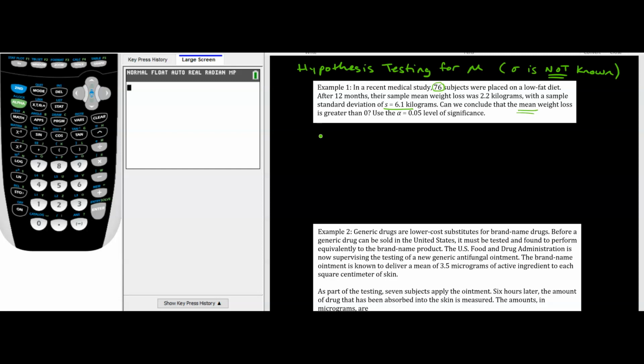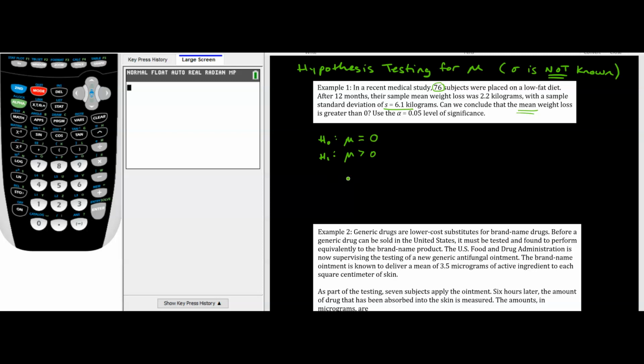So I suggest at this point writing our hypotheses down. And you can see our main question of interest is, can we conclude that the mean weight loss is greater than 0? And that essentially captures the research hypothesis, which is our alternate hypothesis. And so let's note here that our alternate is that the mean is greater than 0. And therefore the null would mean no change in the average weight loss, or the average weight loss would be equal to 0.